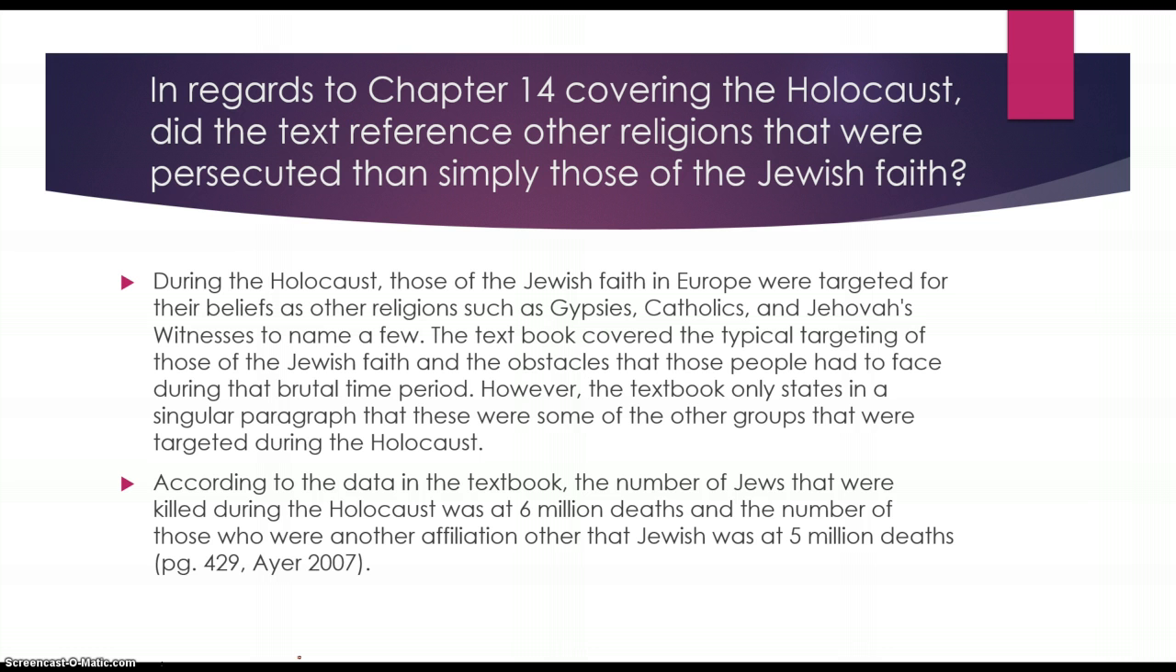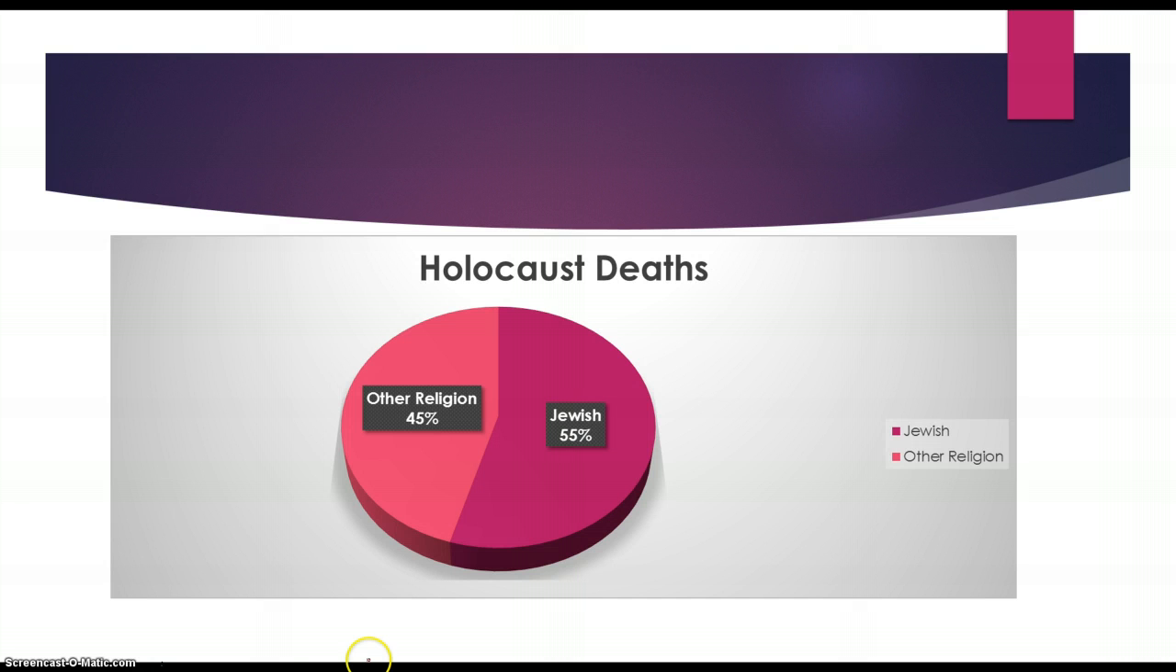However, the textbook only states in a single paragraph that these were some of the other groups that were targeted during the Holocaust. According to the data in the textbook, the number of Jews that were killed during the Holocaust was 6 million deaths, and the number of those who were of another religious affiliation other than Jewish was 5 million deaths. This is the chart that I created in order to look at the percentages of Jewish people killed in the Holocaust in comparison to other religions.